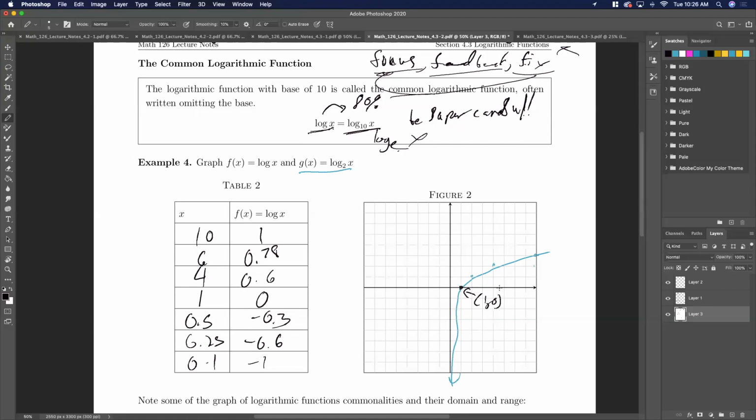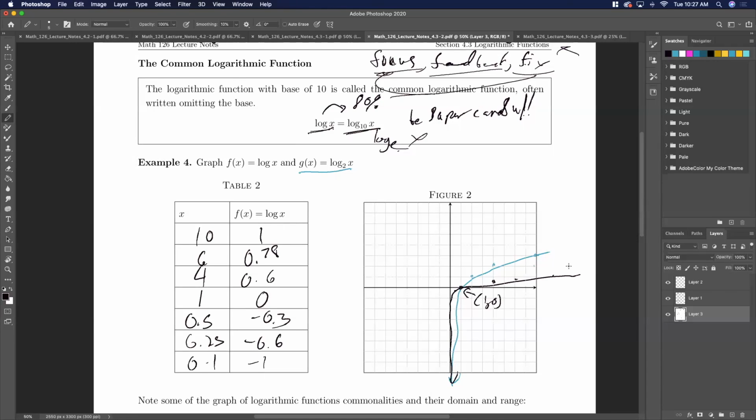Just put in a couple points. So here at 4, it was like 0.6, so 0.6. Here at 6, which on my graph would be right here, a little higher. Here at 10, it finally hits 1, so it should be way over here. Here at 0.5, it's negative 0.3. Here at 0.25, it's negative 0.6. Here at negative 1, it's here. And so what this does is it kind of comes in here and crashes and then goes.